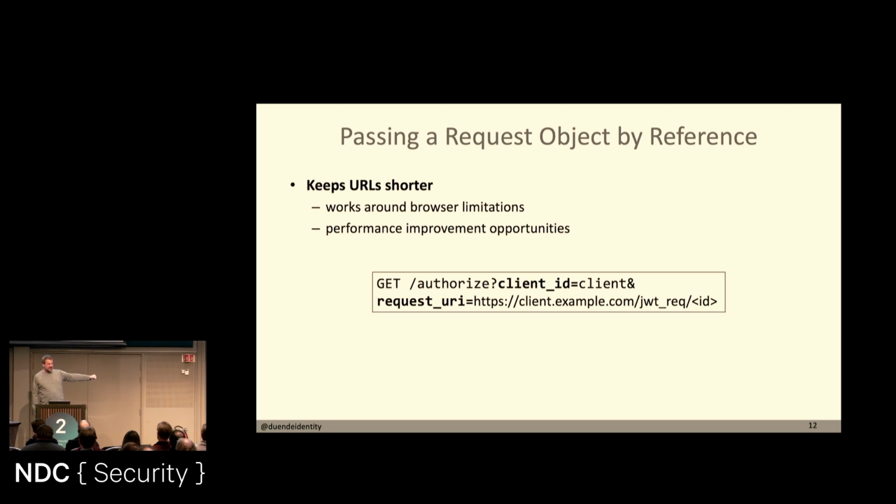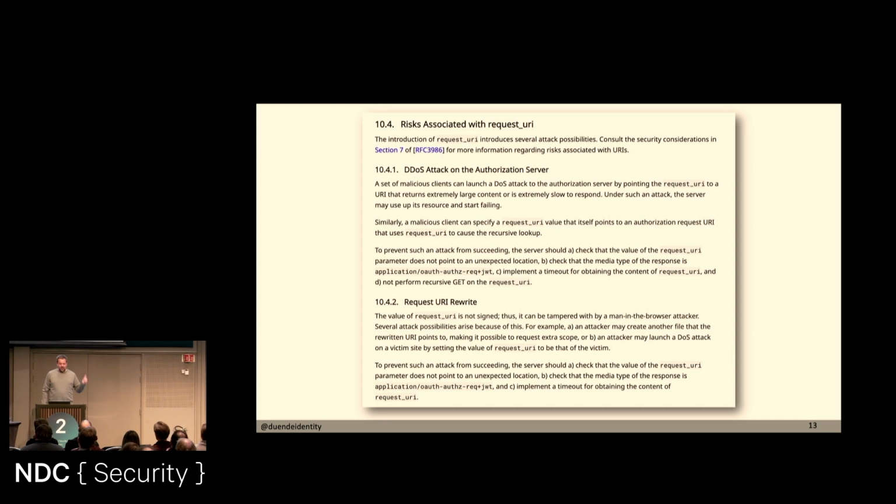Now, do you see a problem with that? Who has heard of server-side request forgery? Basically, telling a server to go to a URL of your choice to do something is probably not the best idea. So when you look at the security considerations section of the RFC, they specifically talk about this.